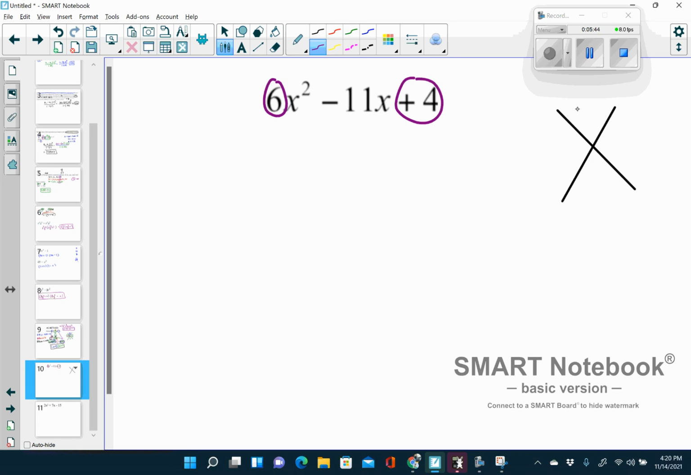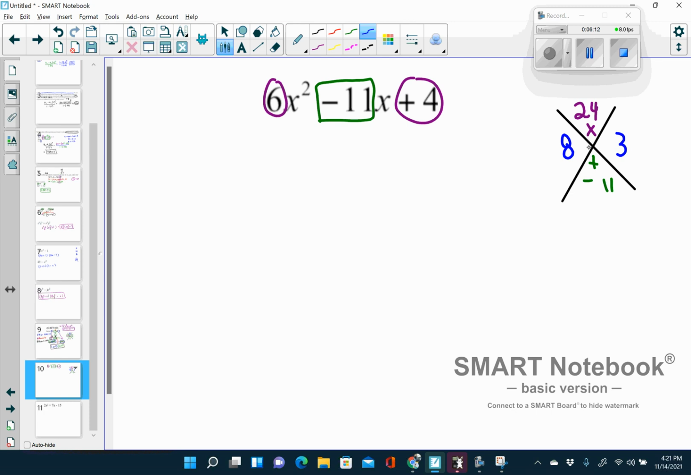So 6 times 4 is 24. Looking for two numbers that multiply to be 24 and that add to be, in this case, negative 11. So factors of 24, 6 and 4. 6 plus 4 is 10, not 11, so that doesn't work. 8 and 3, boom. So we're going to go ahead and rewrite this as 8 and 3.